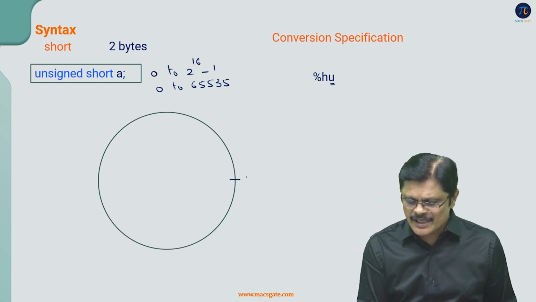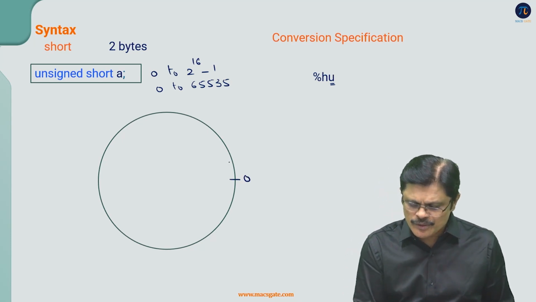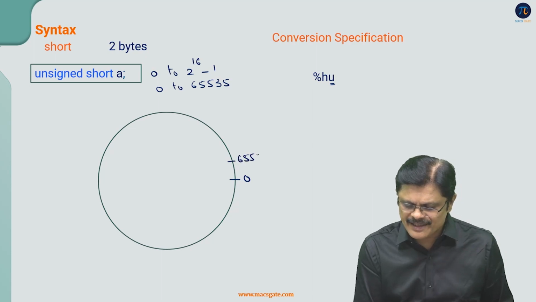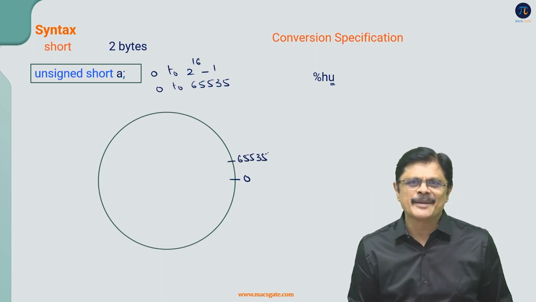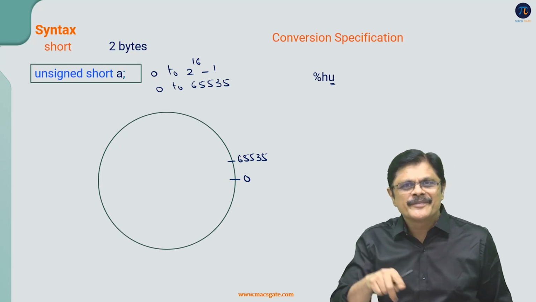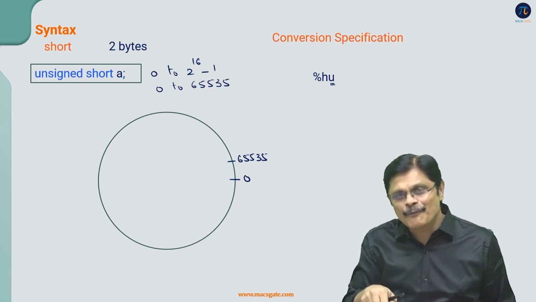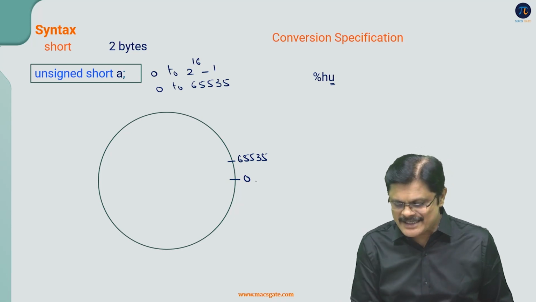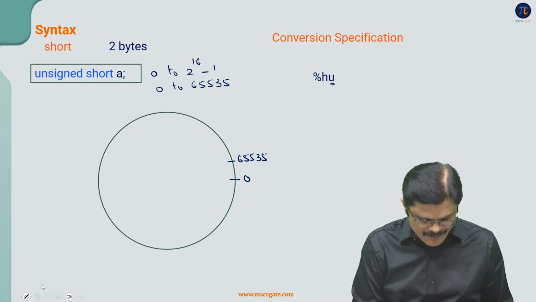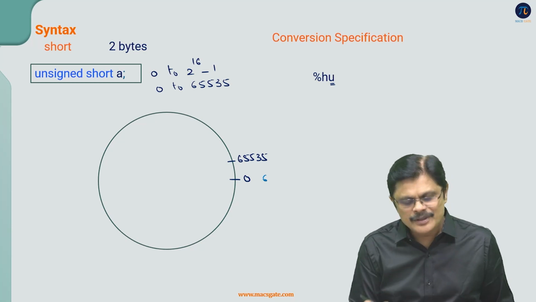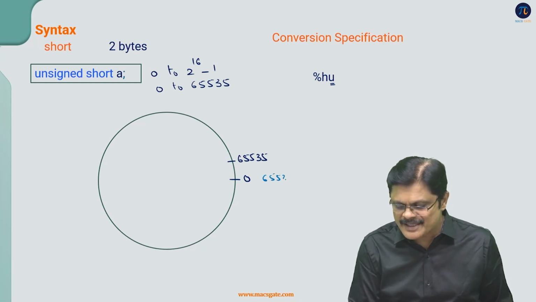And the range, as I mentioned, goes from 0 to 65535. Within the range you get the same number, but once you go beyond that, you have to see the overflow condition and see what number is printed for that. For example, if I do 65536, 0 is printed.